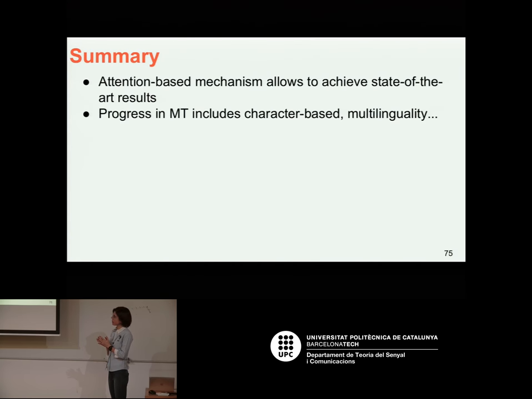Thanks to the attention-based mechanism, you achieve the state of the art. Before, the encoder-decoder architecture just with recurrent neural networks was not state of the art. The first time it was, was when the attention-based mechanism was used, and much progress is still going on in machine translation, using characters, using multilinguality, using attention-based mechanisms, many things that the field is really exploiting. Okay, so that's all for this lecture.